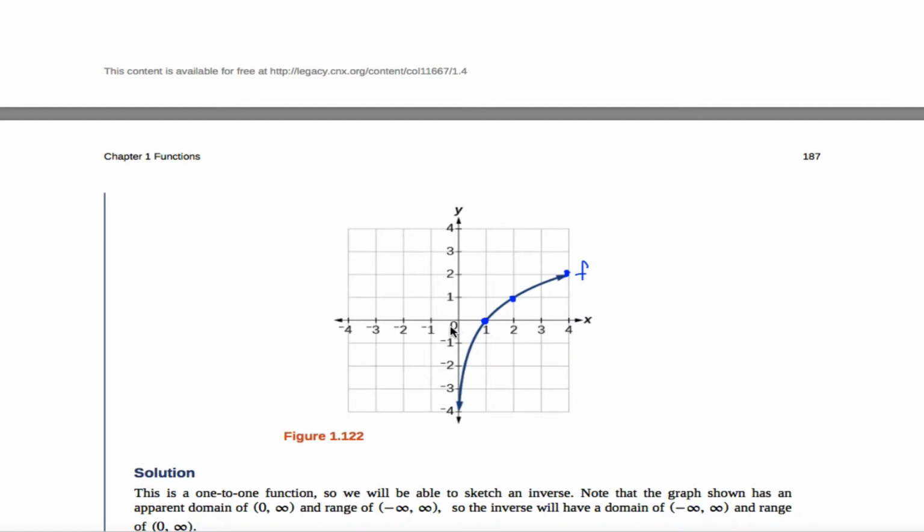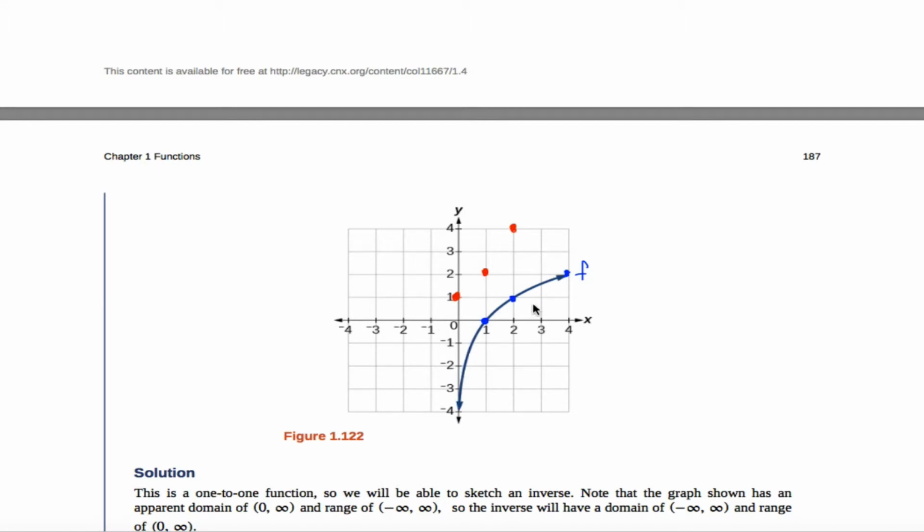So what I'm saying is the input 1 has an output of 0 on the graph of f. In other words, the point (1, 0) is on the graph of f. So therefore, the point (0, 1) should be on the graph of f inverse. F inverse should go through this point. And because f goes through the point (2, 1), f inverse should go through (1, 2). And because f goes through (4, 2), f inverse should go through (2, 4), something like this.